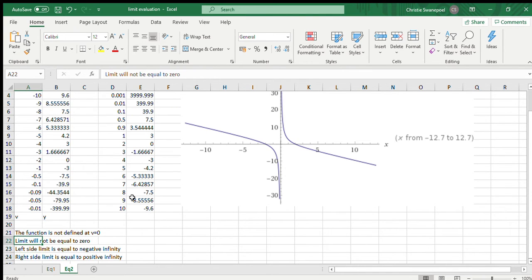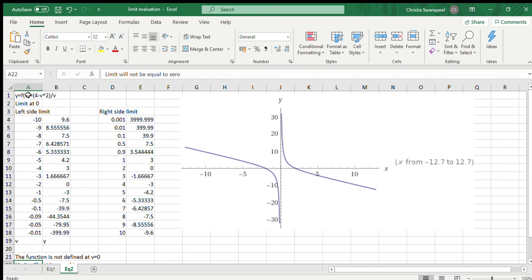If we look at another example where we have the function of v, so y is equal to a function of v, and the function is 4 minus v squared divided by v. So if we evaluate this limit at 0, for the left hand side we need negative values, which is smaller than 0. And we take this up to negative 0.01, and from the right hand side we take positive values up to a value close to 0, which is positive 0.001.